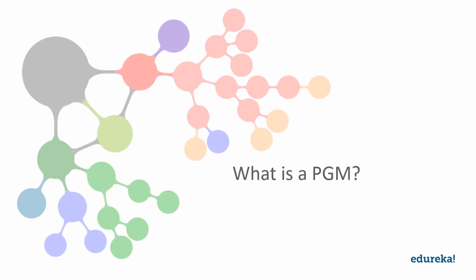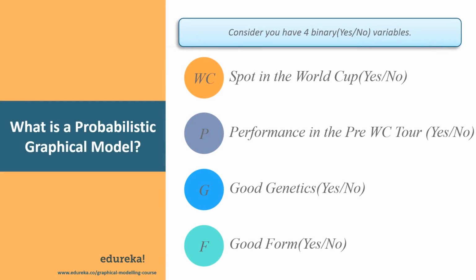So the next logical question obviously is, what is a probabilistic graphical model? When I'm talking about probabilistic graphical models, I am thinking of solving problems like this. Consider you have 4 binary variables. Binary as in only 2 possible outcomes, which is yes or no. I'll be giving you a little example on cricket right now, which is a really popular game here in India and many other countries. Here I'm talking about a player's possibility to land a spot in the 2019 World Cup.